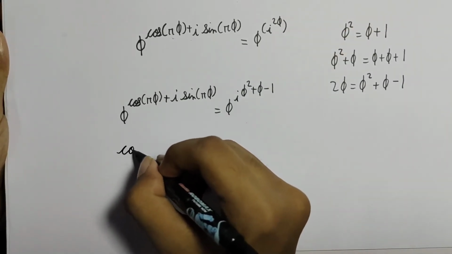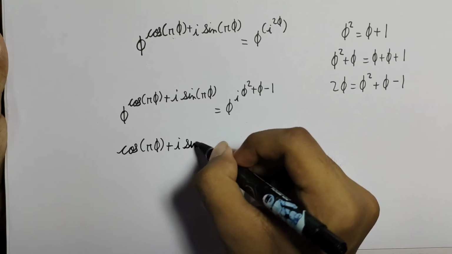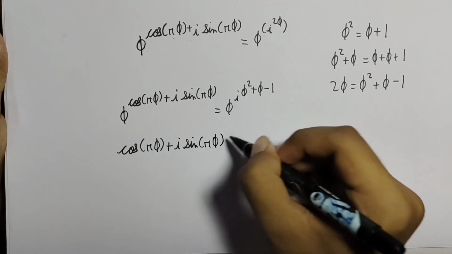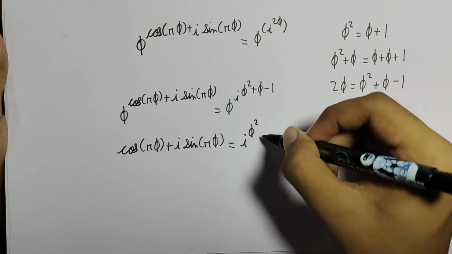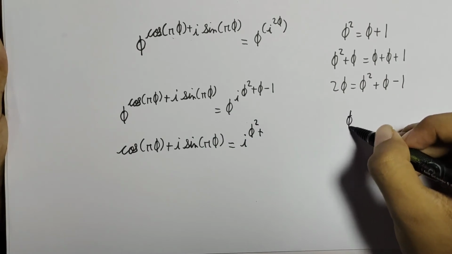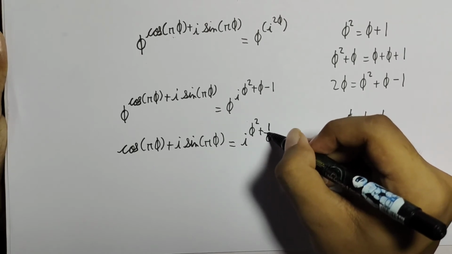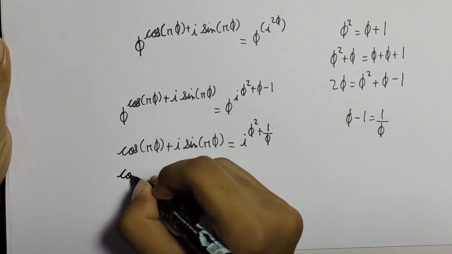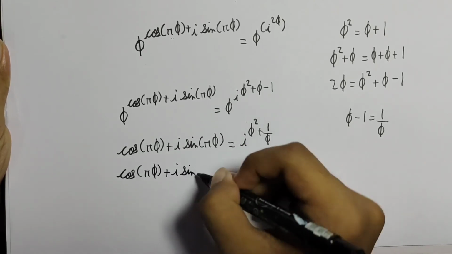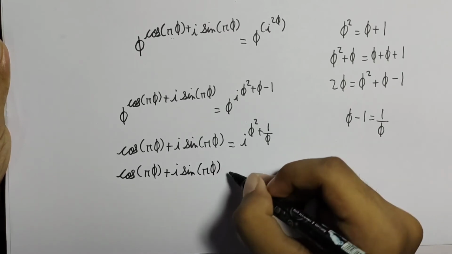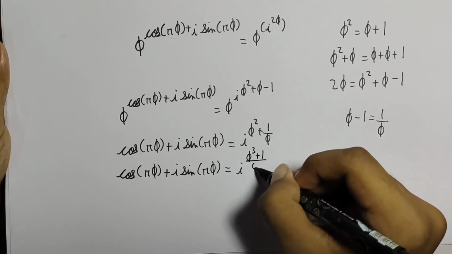So cos of πφ plus i sin of πφ is equal to i to the φ square plus, now we know that φ minus 1 is equal to 1 upon φ, plus 1 upon φ. So cos of πφ plus i sin πφ is equal to i to the φ cube plus 1 upon φ.